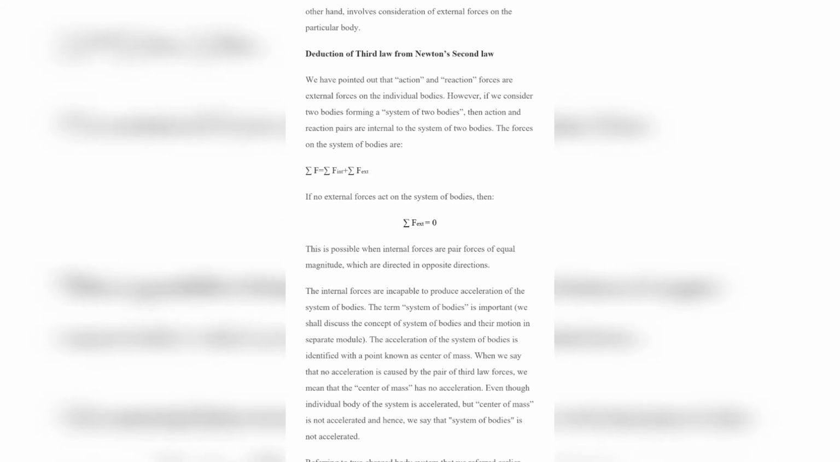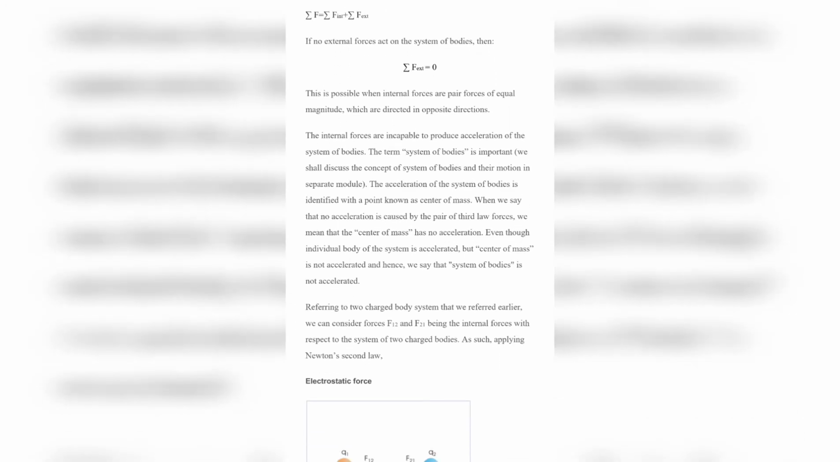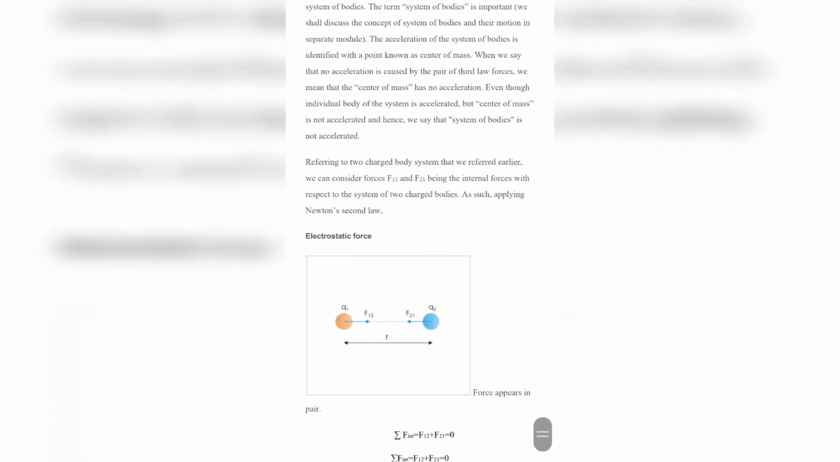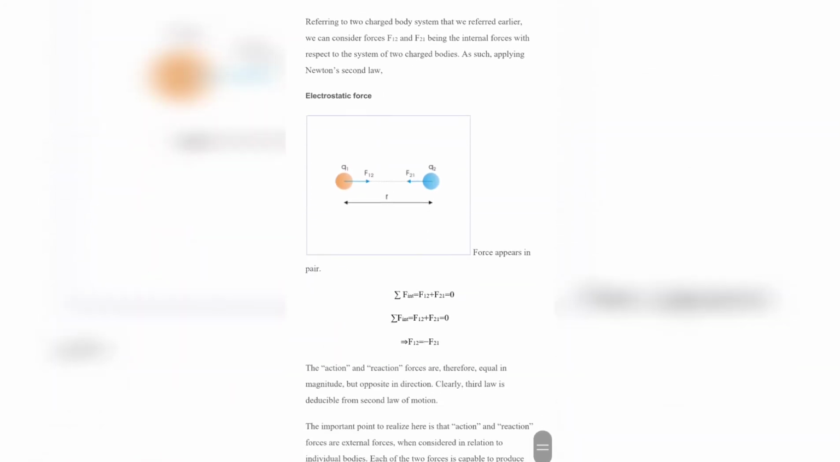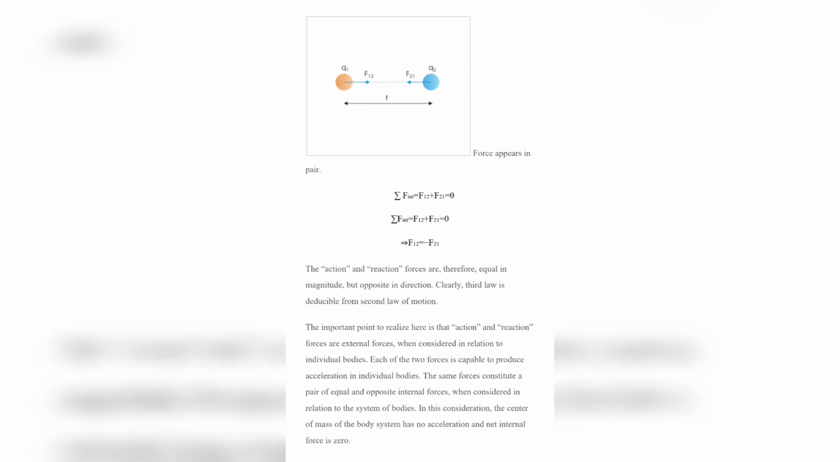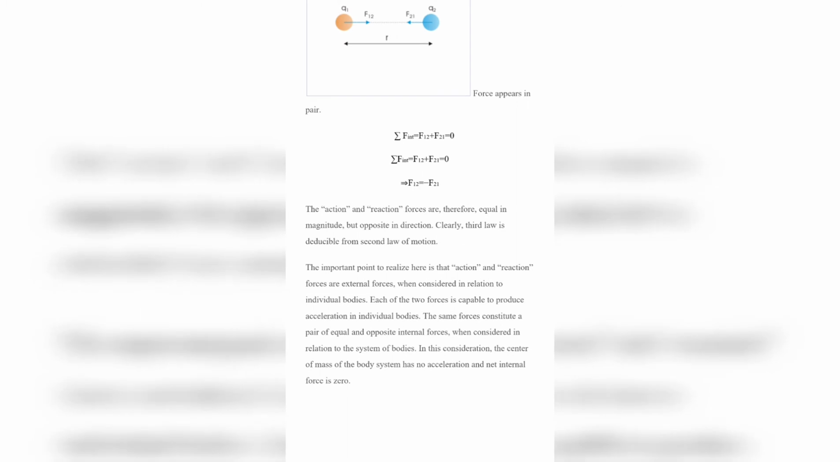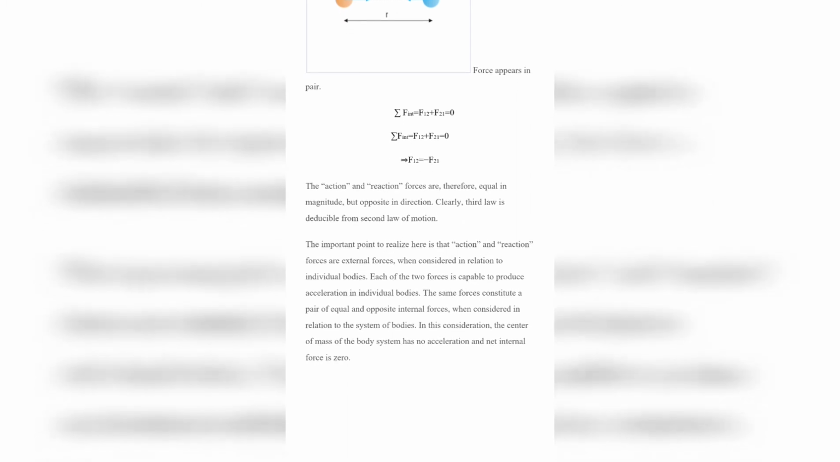If no external forces act on the system of bodies, then F external equals 0. This is possible when internal forces are pair forces of equal magnitude which are directed in opposite directions. Forces appear in pairs. In this, internal forces F12 plus F21 equal 0. The action and reaction forces are therefore equal in magnitude but opposite in direction. Clearly, the third law is deducible from the second law of motion.